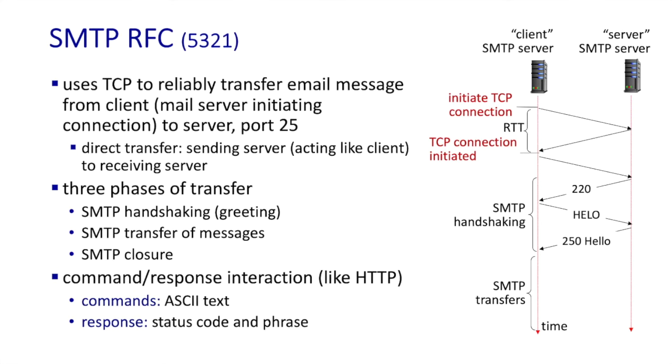And we'll see shortly that the command response interaction, like HTTP, consists of ASCII text, again very human readable, and a status code and a phrase as a response. Here's a sample SMTP interaction between Alice's email server acting as a client at kreps.fr with Bob's SMTP server at hamburger.edu. What happens first, following the establishment of the TCP connection, is Bob's server at hamburger.edu sends a 220 message with its host name.